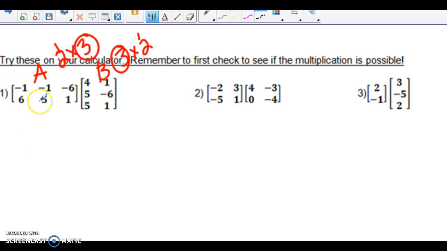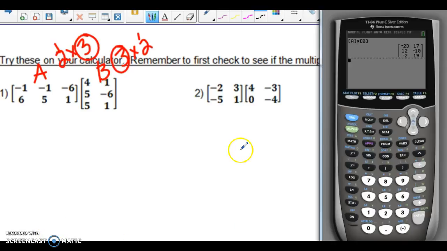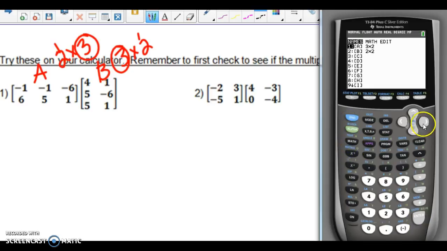So once you determine you can do it, go to your calculator, turn it on, hit second matrix, go over to edit, and we're going to just keep using A and B. So this is a 2 by 3, 2, enter, 3, enter, put in your numbers, always kind of double check that the dimension of it matches what you have on your paper. 6, 5, 1.